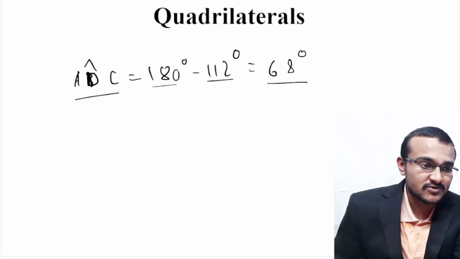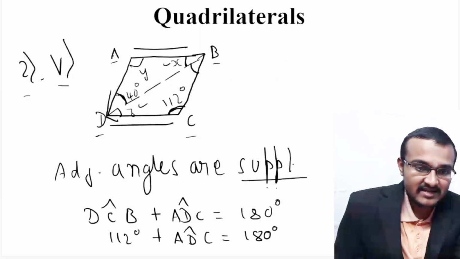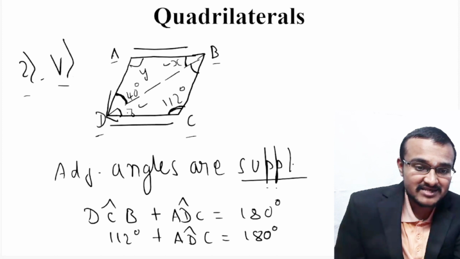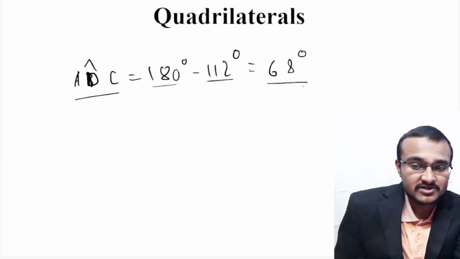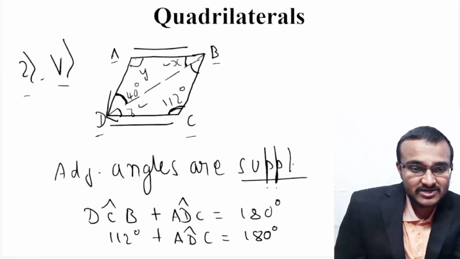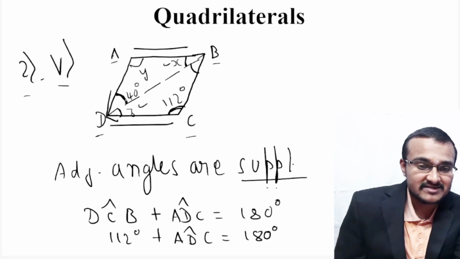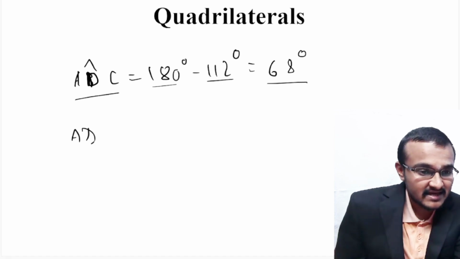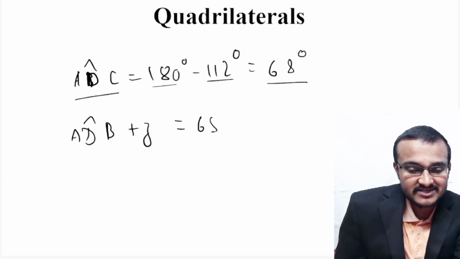So if ADC is equal to 68 degrees, then here they have given one particular angle as 40 degrees and we have to find Z. So that means ADB plus Z will be equal to 68 degrees. Because here you can see ADC is equal to ADB plus BDC, that is Z. So ADC can be written as ADB plus Z, which is equal to 68 degrees.